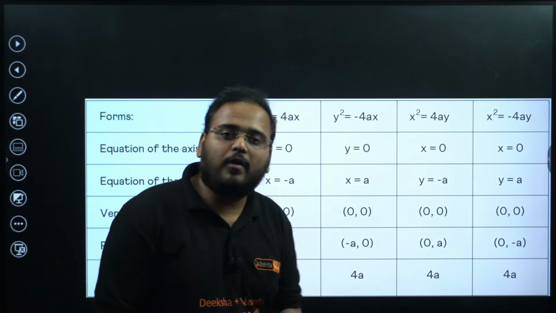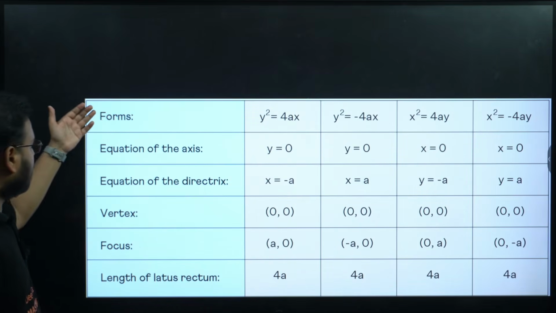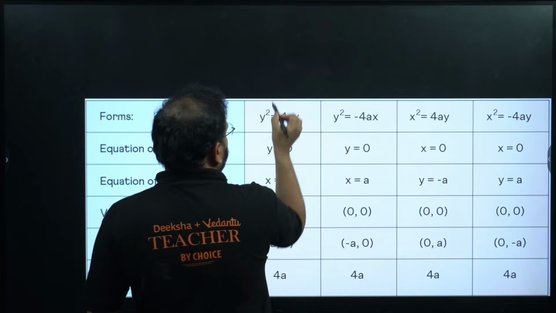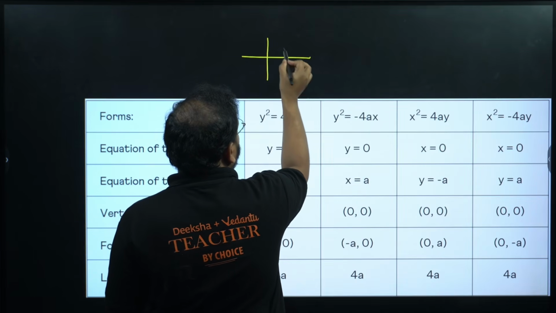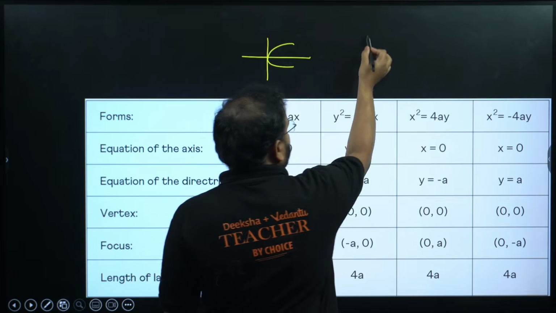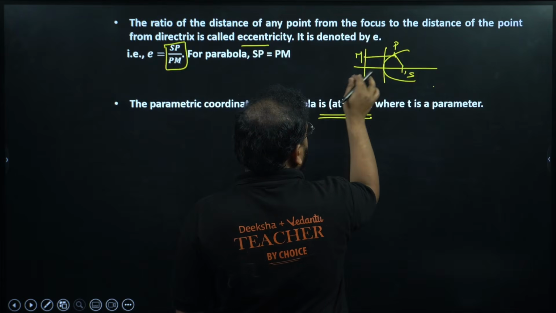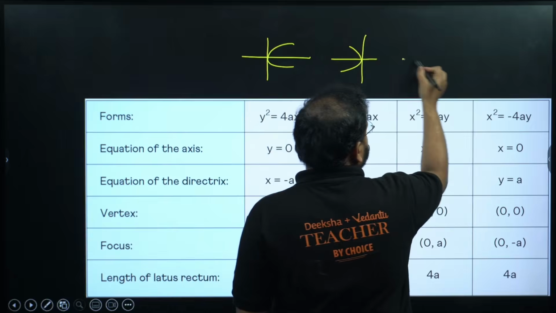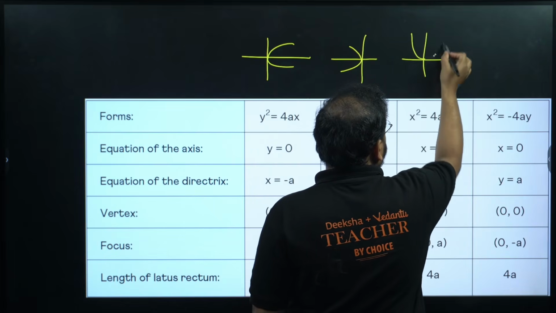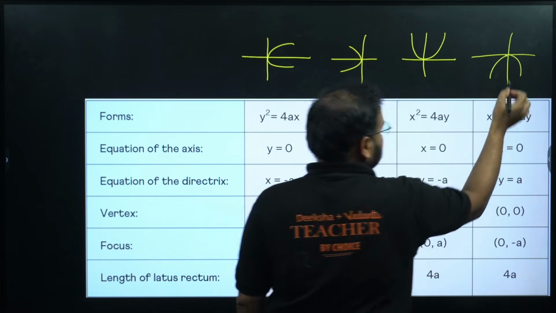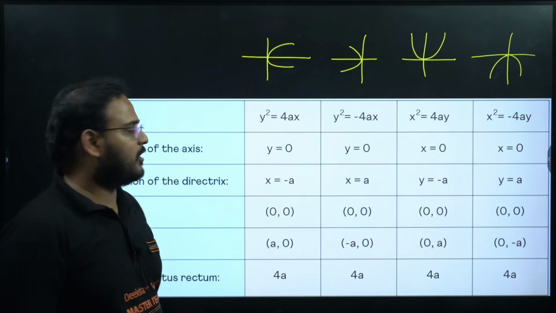Next, the list of formulas for all these forms of the different parabolas. What is this parabola? y square equal to 4ax. This is the parabola symmetric about the x-axis and on the right hand side. This one is symmetric about the x-axis on the left hand side. This parabola is symmetric about the y-axis in the upward direction. And this parabola is symmetric about the y-axis in the downward direction. There are 4 different forms of parabola that we have.